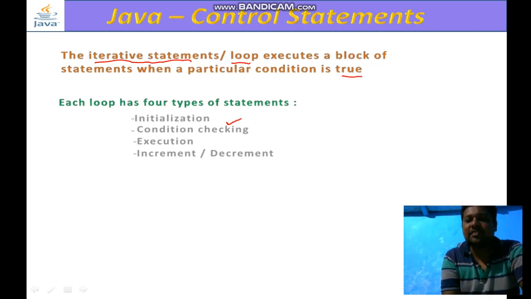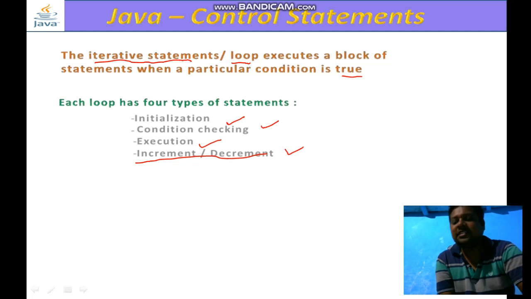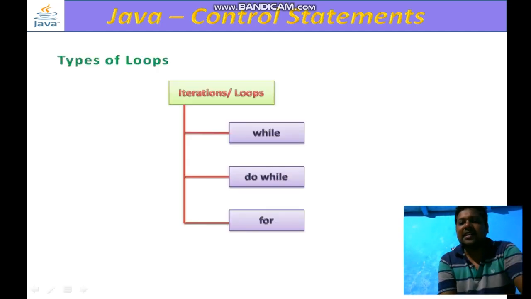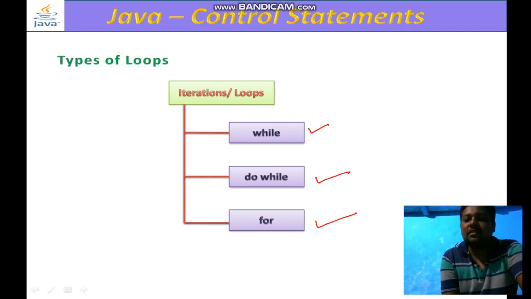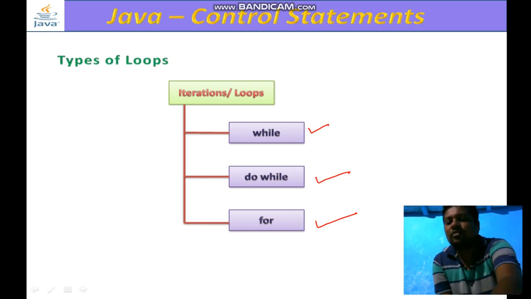The loop has four parts: first one, initialization, then condition checking, execution, and increment and decrement. Because we have to stop at a particular point, we use increment and decrement. We'll see these loops step by step. In types of loops we have three types: first is while, next do while, and another one is the for loop. We'll see a few points one by one.